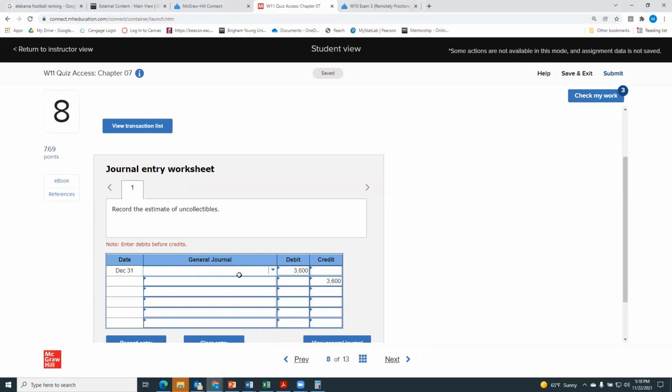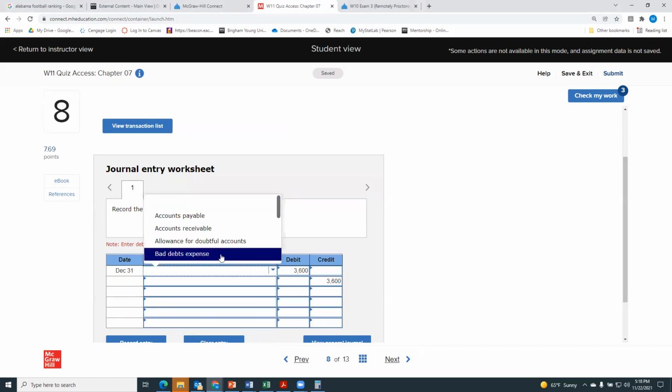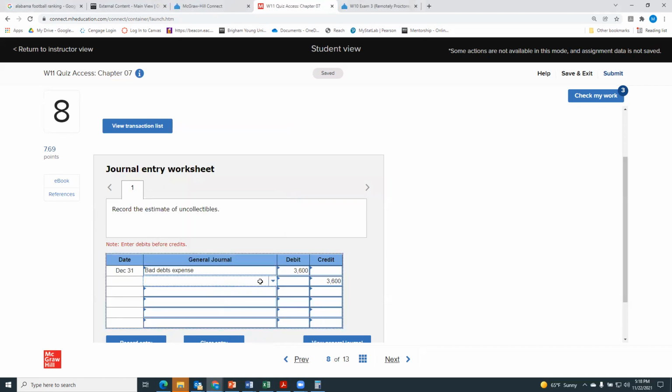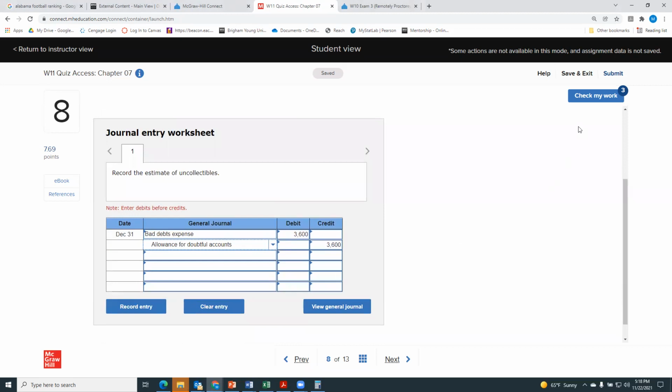And then our debit on these sorts of adjusting entries is always bad debt expense. And our credit is the allowance for doubtful accounts. And that should be it. We'll double check our work.